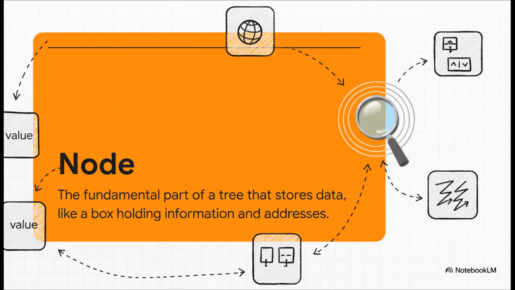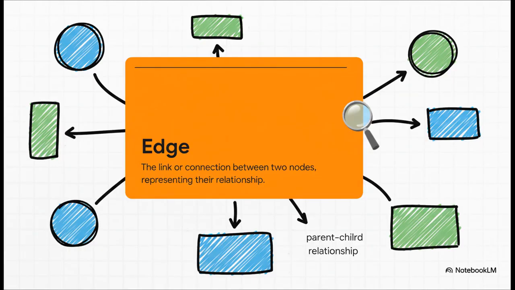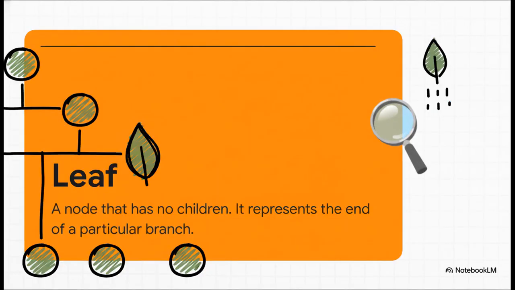So where does the actual data live? It lives inside of nodes. A node is basically just a little box, and it holds two things: the actual piece of data, like the number 7, and the directions or pointers to other nodes. And the lines that connect these little boxes, we call those edges. They're just the connections that show the relationships between all the different nodes. And finally, when you get to a node that doesn't have any connections leading away from it, that's a leaf. It's just the end of the line for that branch. And that's it. Root, node, edge, leaf. Got it? Good. Now for the really cool part.